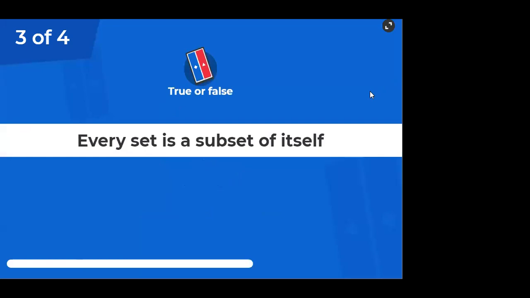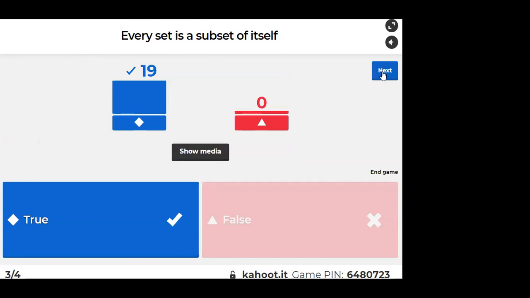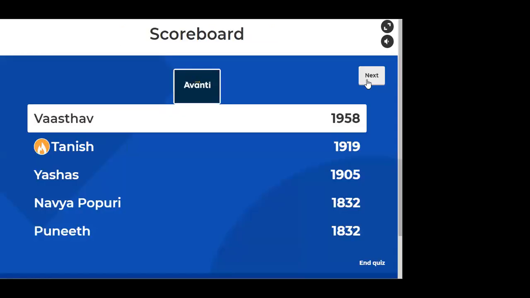Every set is a subset of itself. True or false? Now everyone should answer this. Yes, it is true. Very good. All of you are correct. Very good.